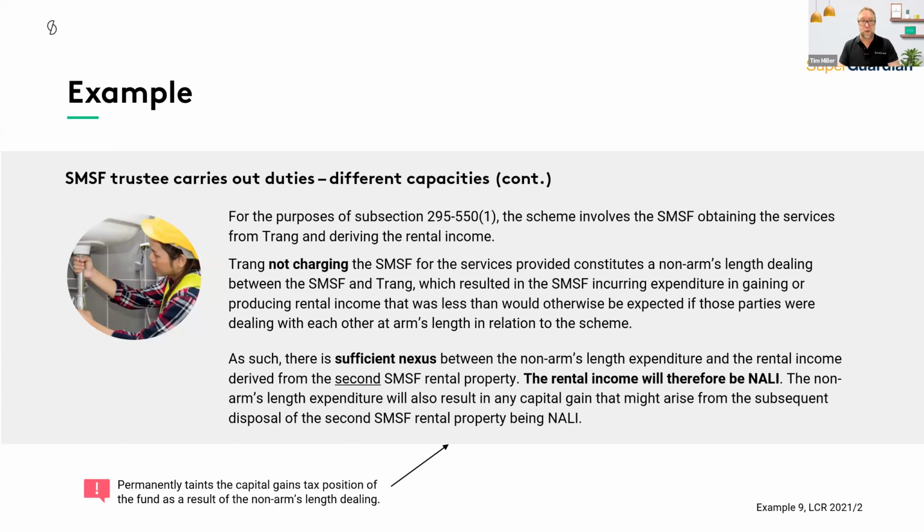Because she hasn't charged, right, it will constitute a non-arm's length dealing between the super fund and Trang, which will result in the SMSF incurring expenditure in producing rental income that was less than otherwise would be expected if those parties were dealing with each other on arm's length terms. So there's a sufficient nexus between the non-arm's length expenditure and the rental income, and therefore that would be gnarly, but also it will result in the CGT being tarnished because it has an impact on effectively the cost base of the fund.